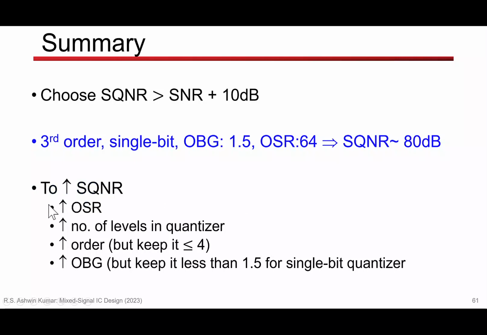Now for changing SQNR, you have all these knobs. You can change the OSR. Right now we have fixed that we are using a single bit quantizer, but you can also increase the number of levels in the quantizer. You can also increase the order and OBG, right? We saw what happens when you increase each of them in the last class. Based on how much you want to increase the SQNR by, you can tweak either of them. If you want to change it by a large amount, your best bet is to change the OSR. For small changes, you can do either of the last three. Is that okay?